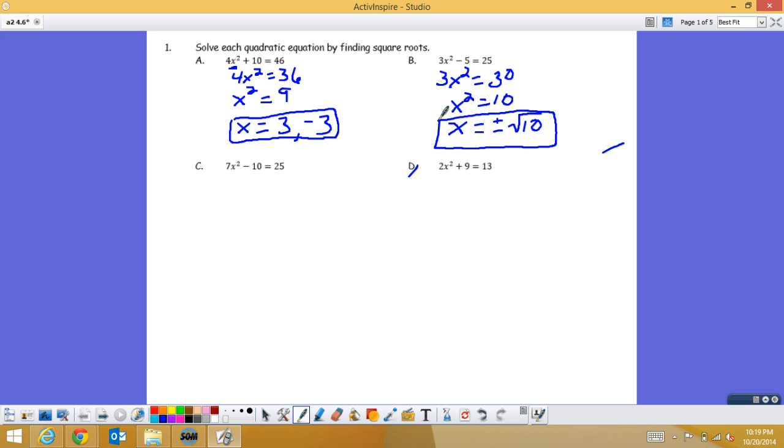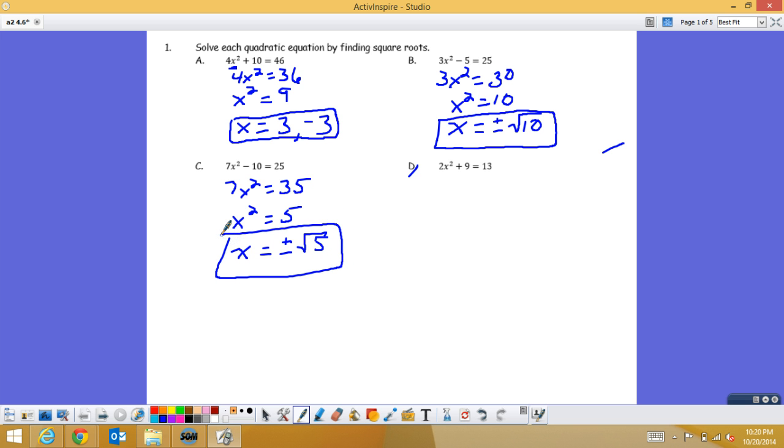In the next one, once again, getting the x squared by itself, we have 7x squared is equal to 35 once we add 10 to both sides. And then dividing by 7, we have x squared is equal to 5. And finally, taking the square root of both sides, again, 5 has two square roots, positive and negative, and it's something that does not come out evenly, so we just leave that as a square root of 5. So plus or minus the square root of 5.